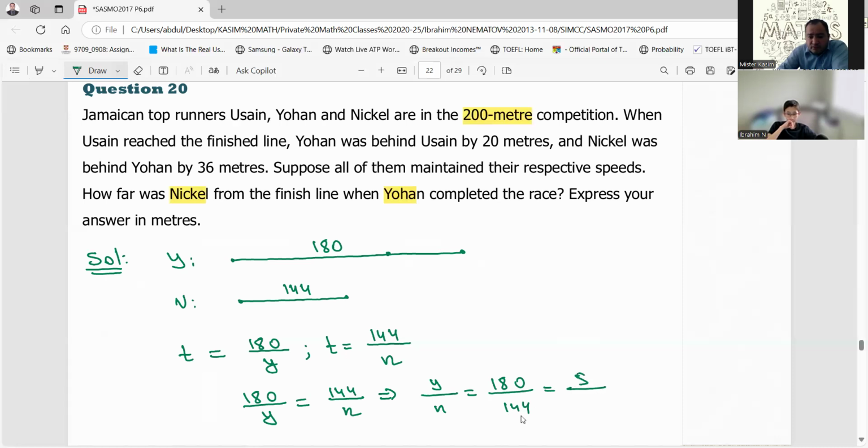by 12, it is 15 over 12, divided by 3, it's 5 over 4, right? Because both numbers are divisible by 36. It is 5 over 4.